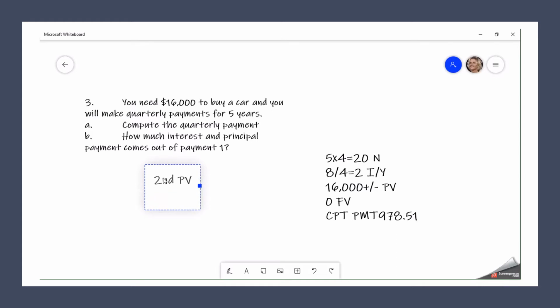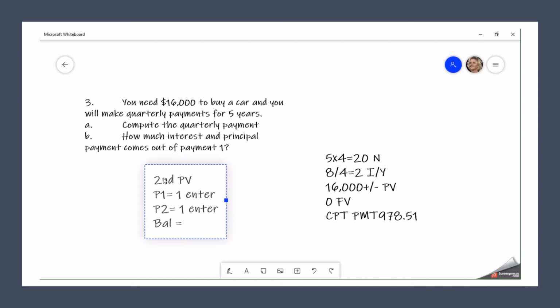So then, if they want to know how much comes out of payment 1, you're going to want your P1 to be 1 and push enter. You're going to want your P2 to also be 1 and then push enter. And then you're going to fill in. So it gives us a balance.